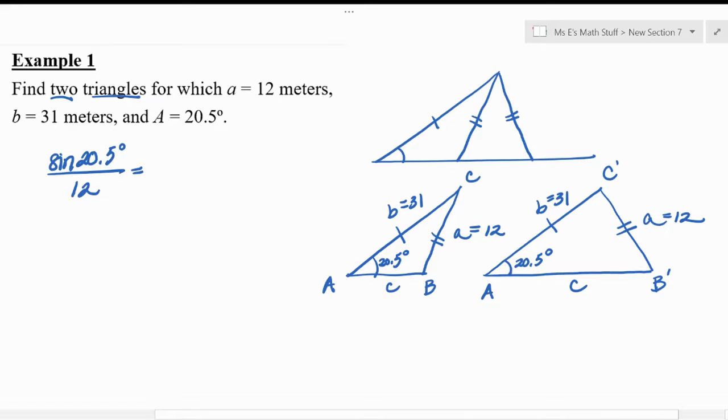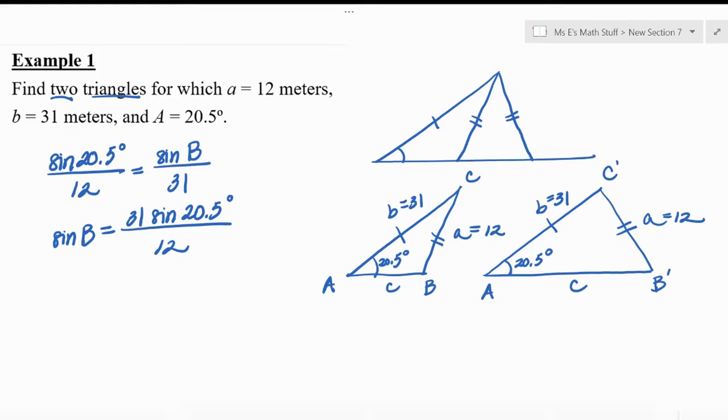And then it looks like we'd better go for angle B. So I'll just say sine of B over, and then the side length opposite of that is 31. There we go. And then let's just follow our algebra knowledge and solve. So cross multiply and divide, and you'll get an expression for sine of B. So it's 31 times sine of 20.5 degrees all over 12. And then what's the next thing we'd have to do to undo sine? That's right, we'll have to take arcsine of both sides. And so we'd get B is the arcsine of this messy expression.